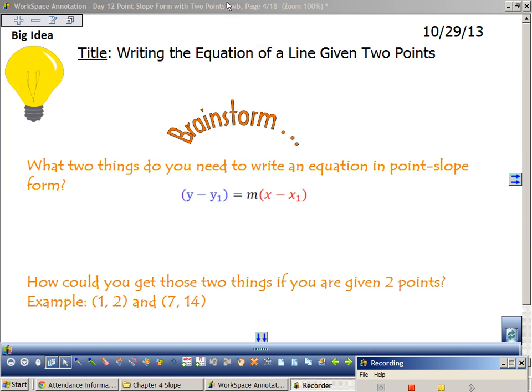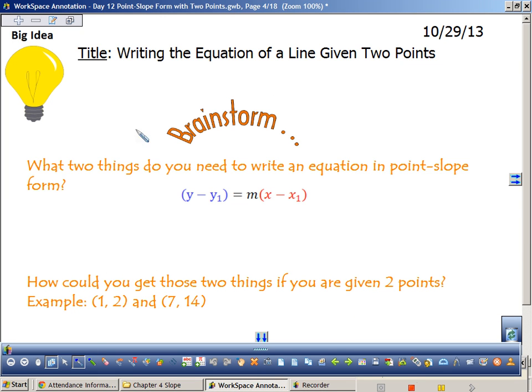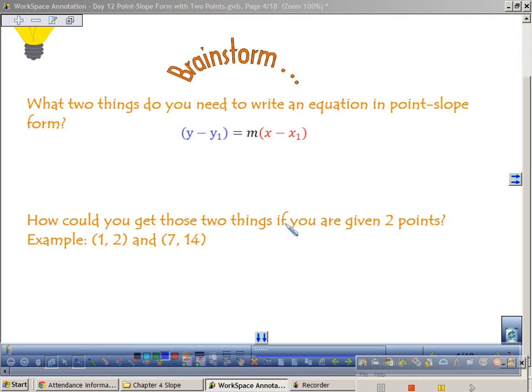Today we are writing the equation of a line given 2 points. So let's brainstorm. What 2 things do you need to write an equation in point-slope form? A point and a slope. Good, that's from yesterday. How could you get those 2 things if you're given 2 points?